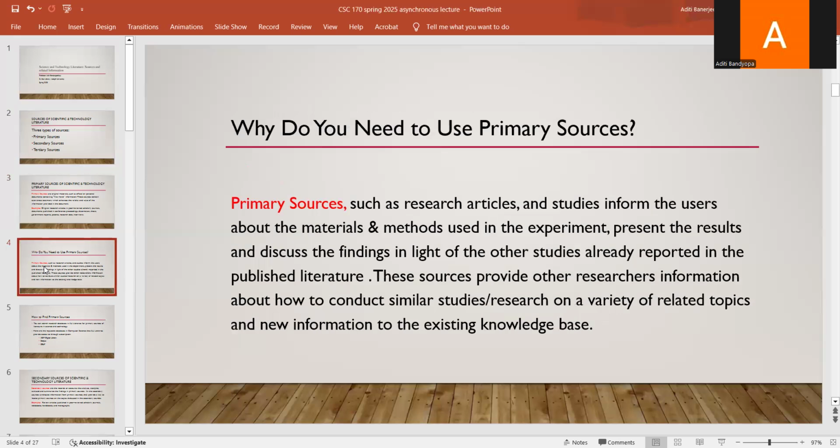Why do you need primary sources? Primary sources such as research articles published in peer-reviewed scholarly journals inform you how the experiments have been done. These articles tell you what materials have been used to do the experiments, what the findings are, how the researchers discuss the results, and the conclusion they draw based on the results and discussion.